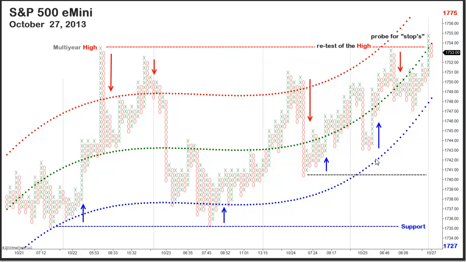During Friday's session, the minor support level that developed on Thursday at or near 1743, 1744 was retested, and the S&P auctioned back above the overnight high and traded up to the multi-year high at 1754. There was a minor sell response when the S&P initially retested the multi-year high and price sold down to 1747.